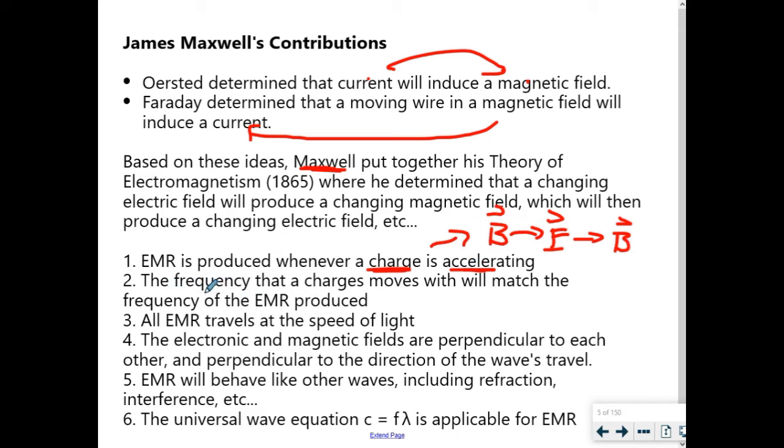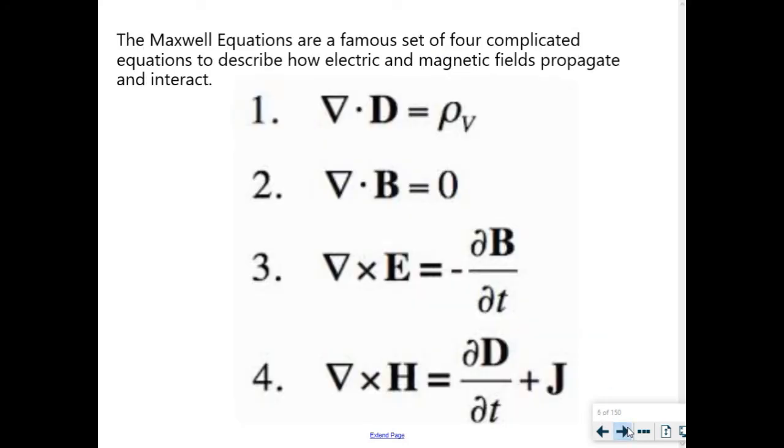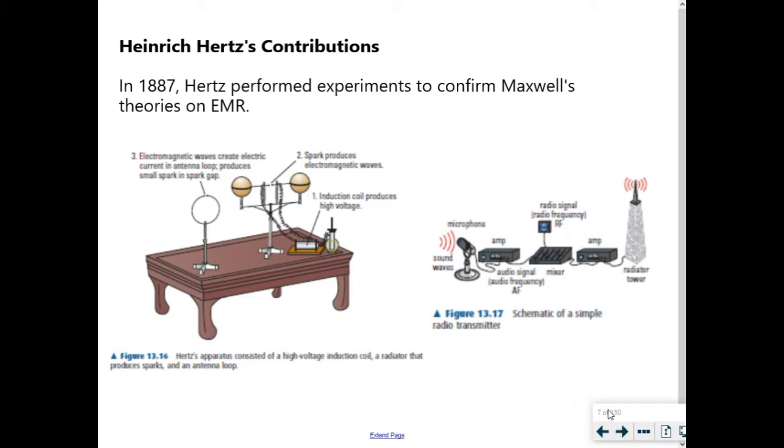He also believed that the frequency that a charge moves with is going to match the frequency of the EMR. So if you have a charge that's accelerating, often as we're accelerating it, we're actually making it go back and forth, hopping across like a gap. Maybe I should find you the picture of Hertz's experiment for a second here. Let's go to this one here.